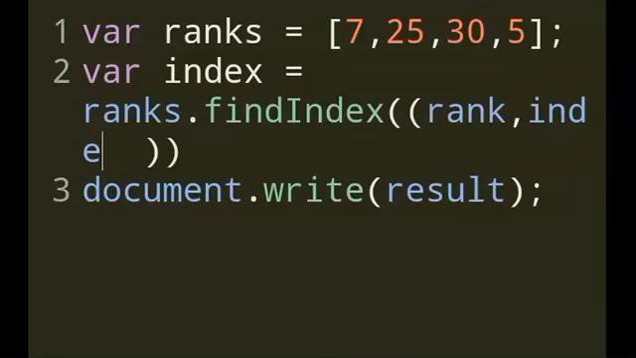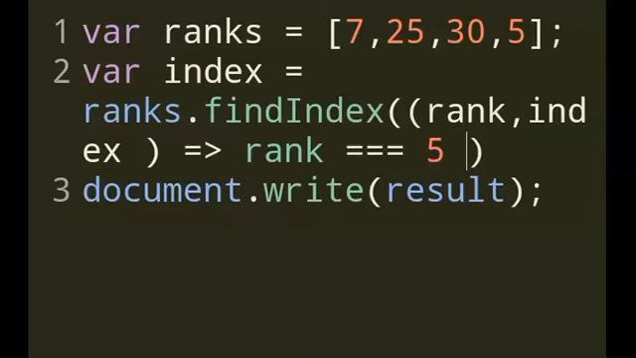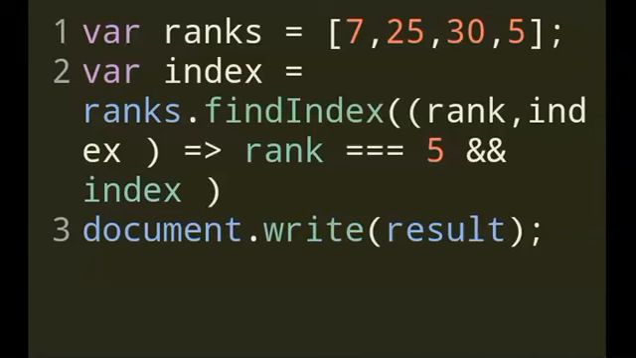Rank, index. Yeah, so I'm using 2. Okay, then the arrow function. Then what's happening? I want to give a condition that rank equal to 5, and one more condition, and we've already learned how to do this last time, and index less than, where's my less than, okay, less than say 2. These are the two conditions.